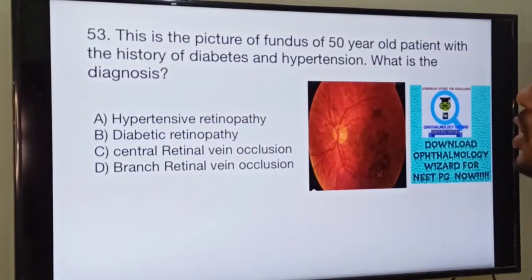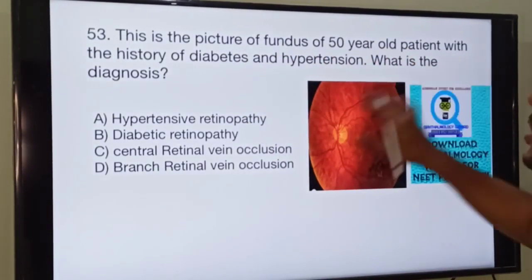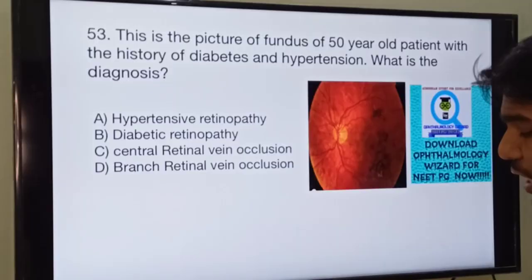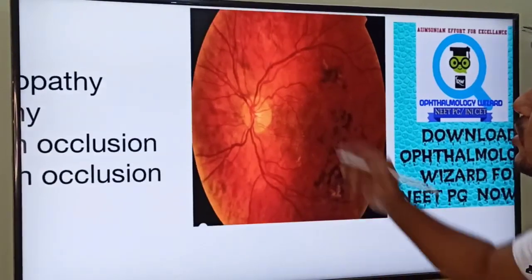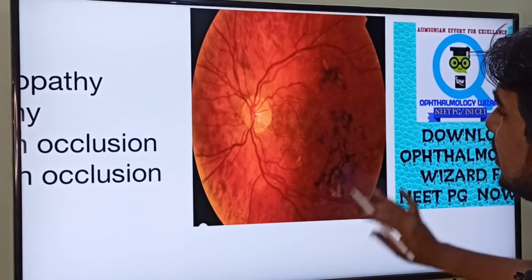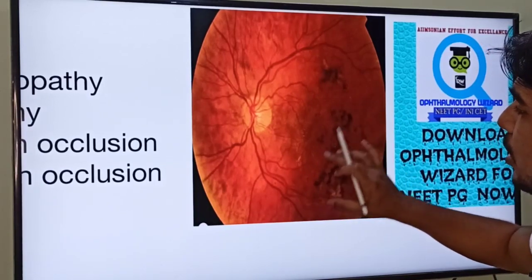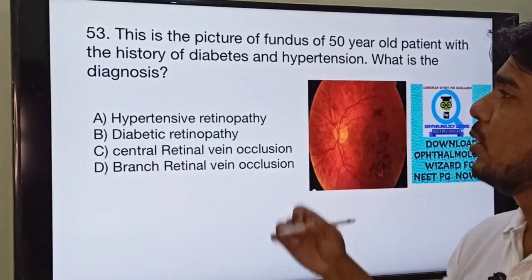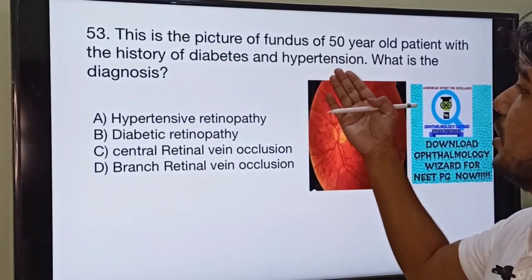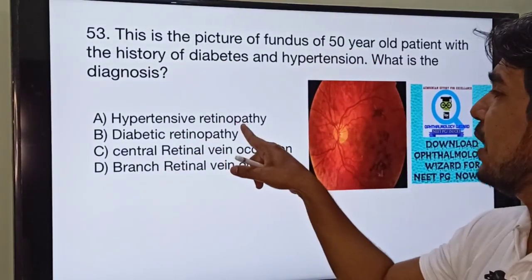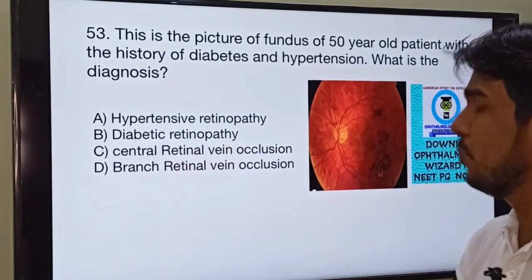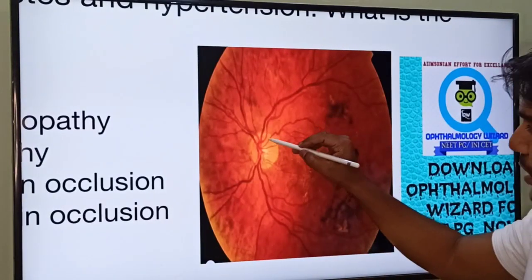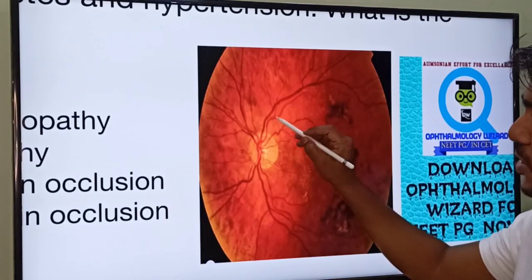Now coming to this picture of the fundus of a 50-year-old patient with a history of diabetes and hypertension. What is the diagnosis? In the picture you can see the tortuosity of the vessels, a hemorrhagic area approaching the fovea, and some exudates also. The patient has diabetes and hypertension. The options are hypertensive retinopathy, diabetic retinopathy, CRVO, BRVO. What happens in hypertensive retinopathy? The artery should be attenuated.